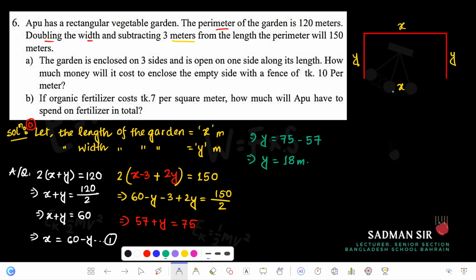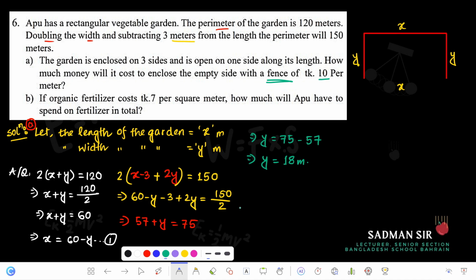Okay. How much money will it cost to enclose the empty side? Now we want to enclose this side also, and we want to fence it. And the cost per meter is taka 10. So we need to know how long the length is, then only we can calculate how much the cost will be. Here we have calculated the width. We need to know the length.